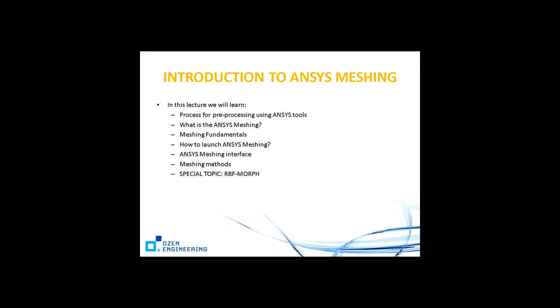So here we are going to talk about pre-processing, and then what is ANSYS meshing, meshing fundamentals, how to launch ANSYS meshing, and we'll talk about ANSYS meshing methods. And there's a special topic. Once you have a mesh, how can you morph the mesh without going through a remesh procedure? You take the existing mesh and you just morph it to look into design variations. We'll talk about that as well.